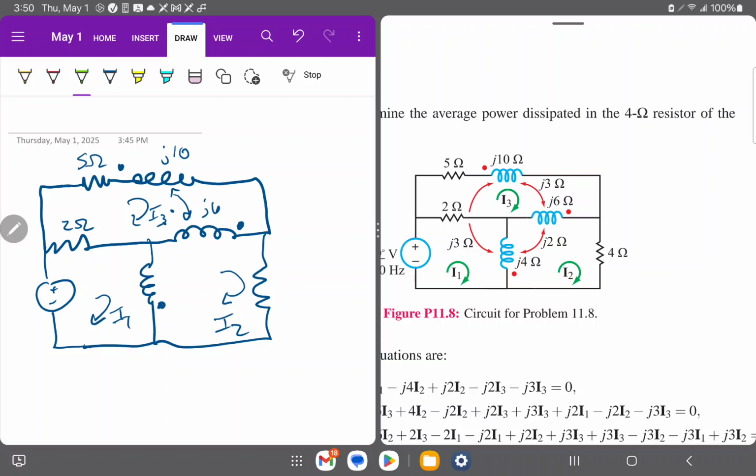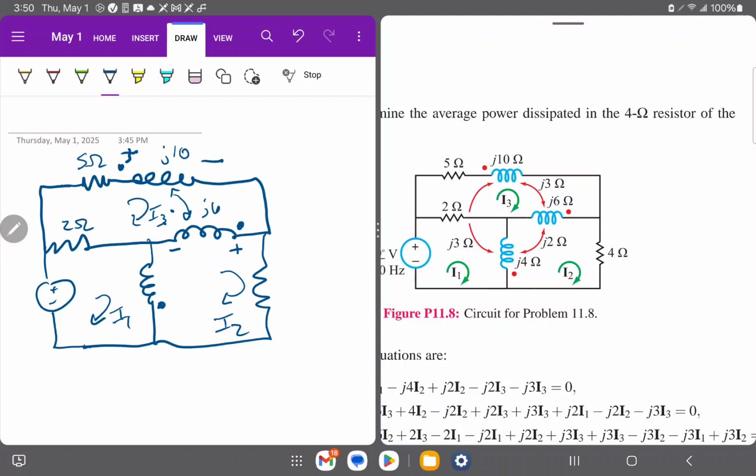Now, because we drew the current, we decided what side we're calling positive and what side we're calling negative on these. The side that the current goes into is the positive side. That's just the passive sign convention. And so those are the positive sides for the self-inductance.